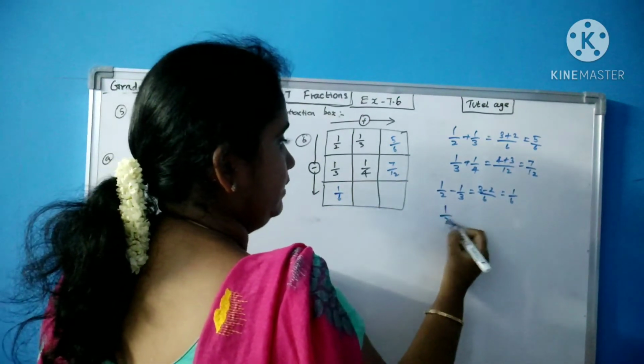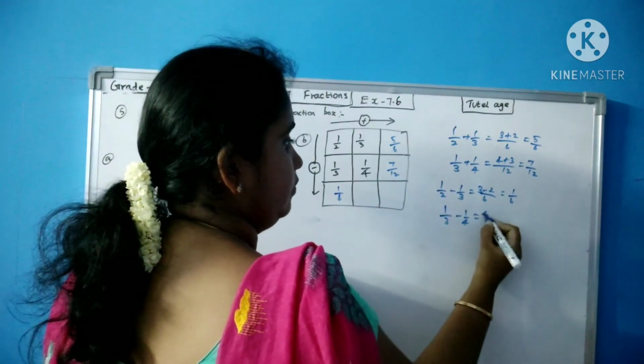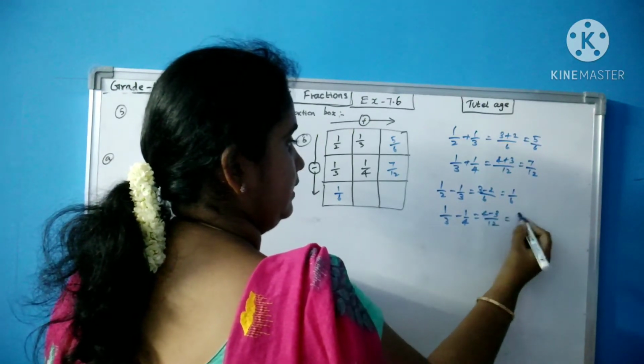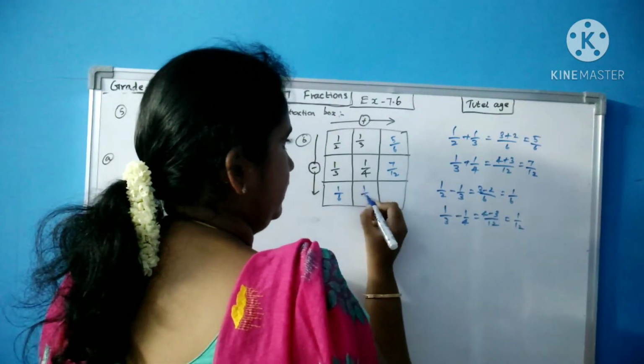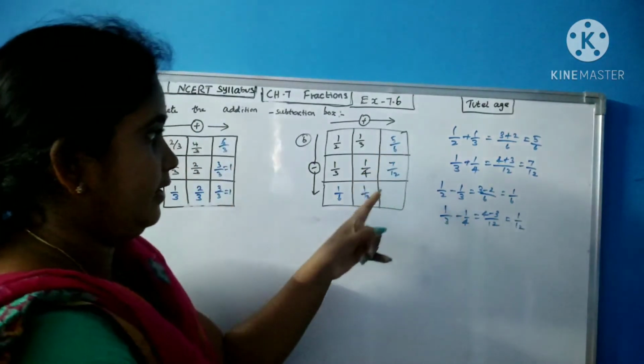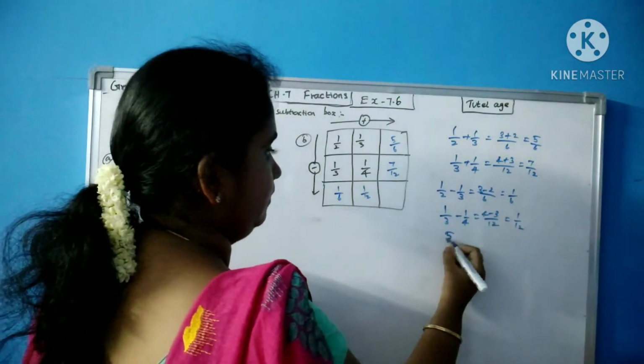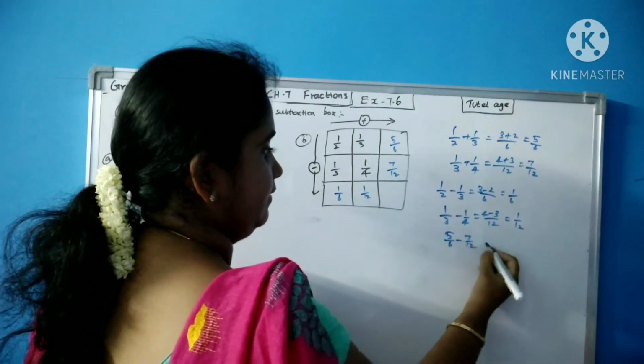Okay. 1 by 3 minus 1 by 4. 4 minus 3 divided by 12, that is 1 by 12. 1 by 12 is your answer. Here again, 5 by 6 minus 7 by 12.